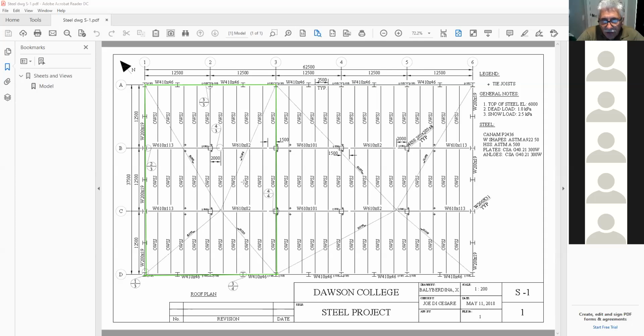I want you to understand the drawing more than anything else. And I want you to understand that if ever you need to do this in real life, how you calculate.